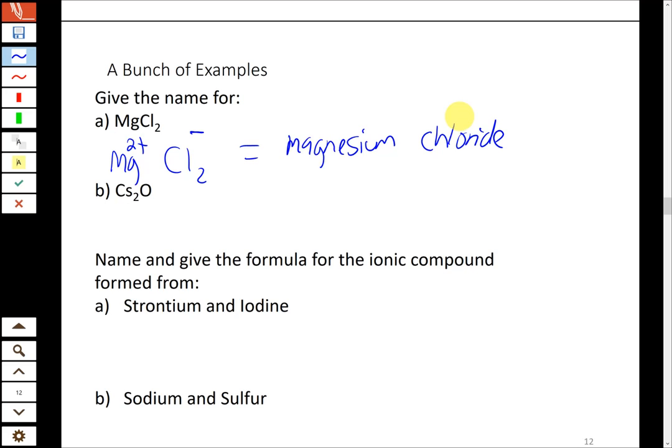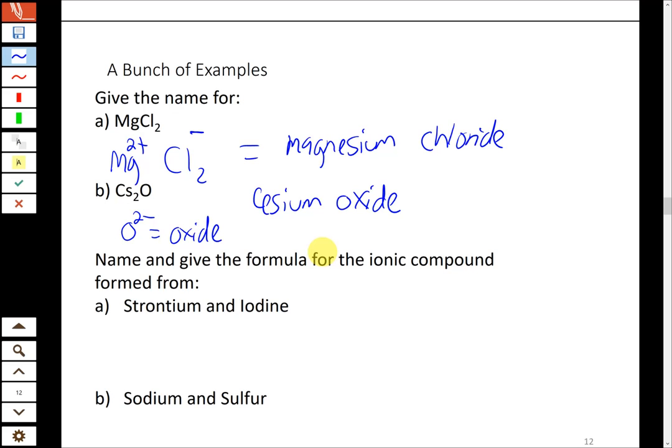And then similarly, if we have Cs2O, this has O2-, which is oxide, and then the metal is Cs. I guess this is beyond 36, so you wouldn't have to necessarily memorize this one. But Cs is cesium, and then the anion name is oxide. So this, again, would usually be done in a multiple choice context, so this would be the correct name of that. It wouldn't be cesium oxygen, it wouldn't be dicesium oxide, it would just be cesium oxide for an ionic compound.